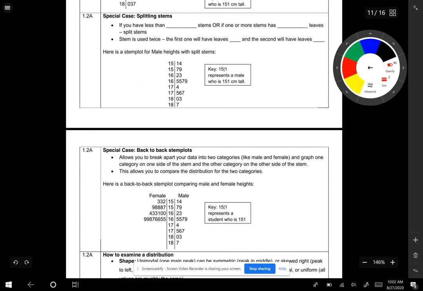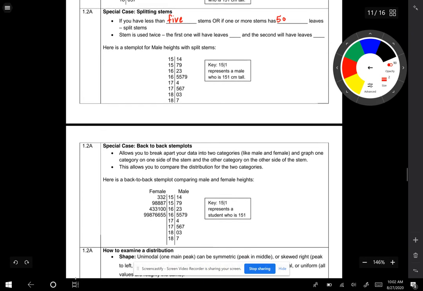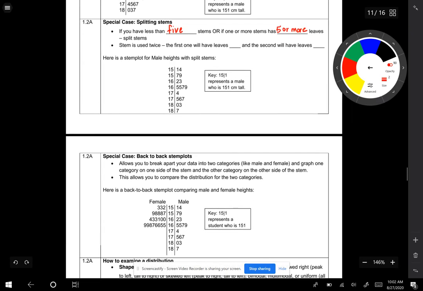So now we're going to talk about special cases. The first one is a splitting stem. If you have fewer than 5 stems, like our stem plot above, or if one or more stems have 5 or more leaves, like the 16 stem had 6 leaves, this would be a good way to draw your stem plot, by splitting them. The stem is used twice, so notice 15 is used twice, 16 is used twice. The first one will have leaves 0 through 4, and the second one will have leaves 5 through 9.